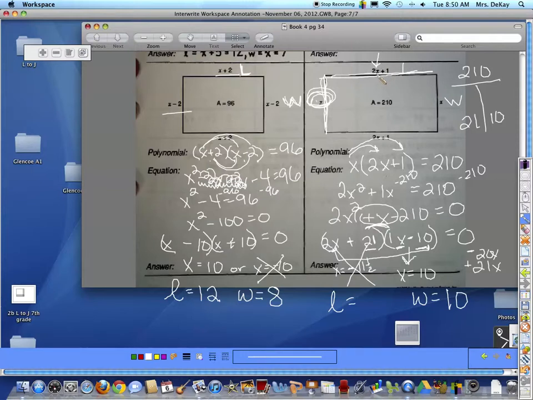10 goes right there, times 2, plus 1. So it'd be 21.